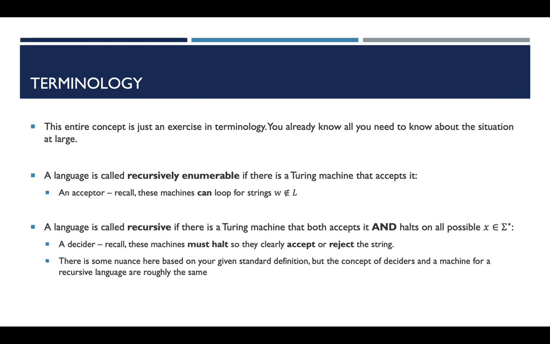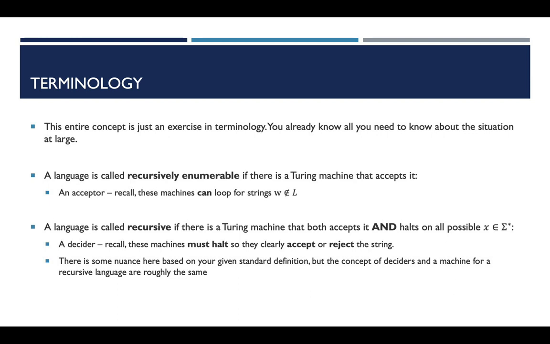On the flip side, a language is called recursive if there's a Turing machine that meets 2 criteria. A, it has to accept the language, and B, it has to halt on any string that you give it. So one such type of machine is called a decider, and we've already talked about this in a previous lecture. What a decider does is it has to halt such that it clearly accepts or rejects a string. So if you're currently working on the programming assignment version of the final, this is effectively your task. You are supposed to be coding a decider for those 2 specific languages.